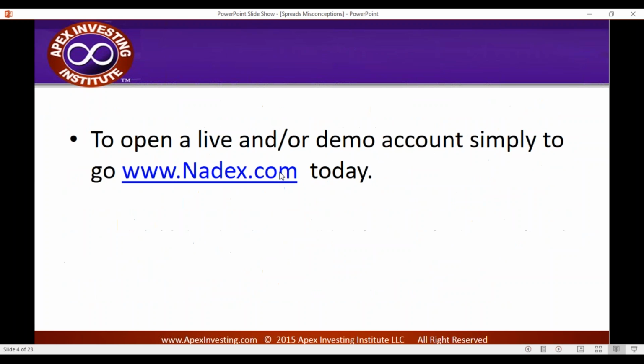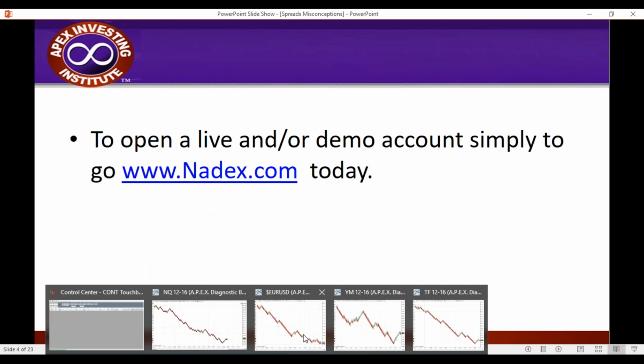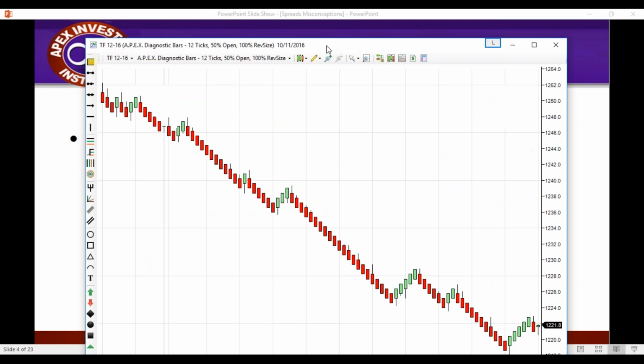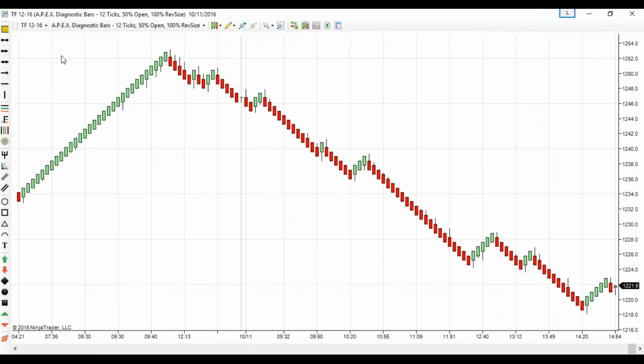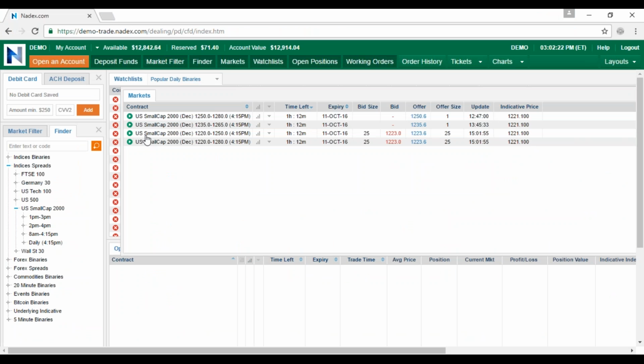Okay? So before we jump any further, I want to do something real quick just while we have time. I want to pull up a quick chart here. Okay? Here's a chart of TF, which is the Russell. And if you're on Nadex, you'll see it listed as the US Small Cap 2000. So let's just say, as an example, and I'm not giving any kind of trading advice here or telling you to take this trade, it's totally just as an example. Let's say that you thought the Russell was going up and you wanted to buy. And so you're clicking through these spreads and you're trying to figure out which one you want to take, right?